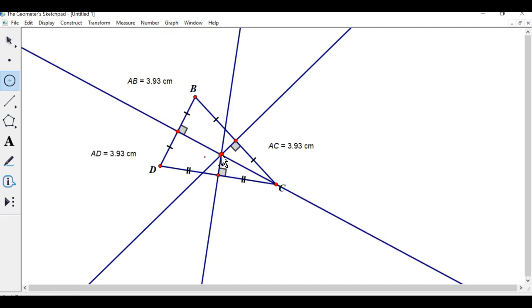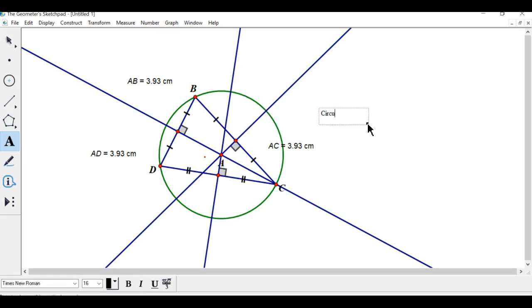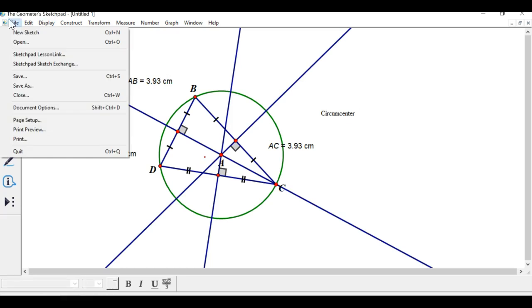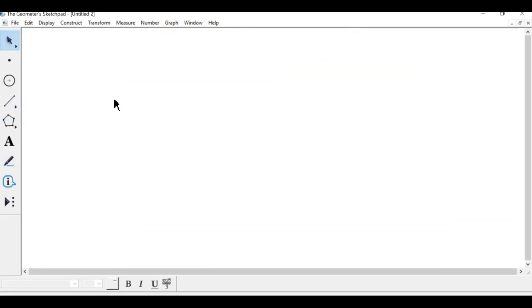And if you want, you can build a circle from there. Using the circumcenter as the center, that circle will contain all three of the vertices. This is why we call this point the circumcenter. It is the center of the circle that will go around the triangle. Alright, so that's my circumcenter. Let's start another slide and look at the in-center.